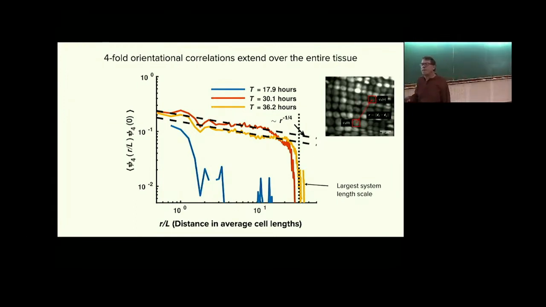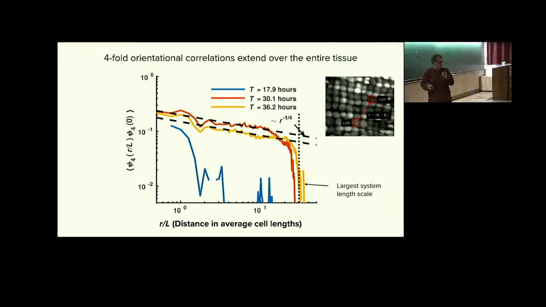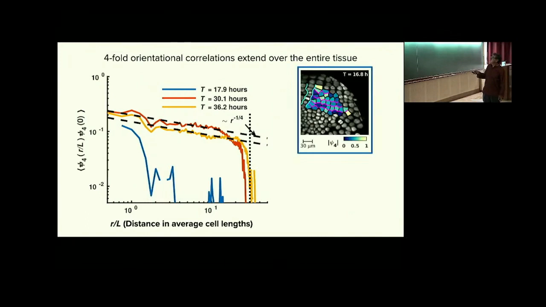Yes? How frequently are the divisions happening? Is it continuously happening? Yes. Doubling time is 10 hours, so this is over 35 hours. So, yeah, it's nowhere near as fast as Drosophila, but it's very important for the system. And this is just basically showing the same thing, showing the development of order in the system.